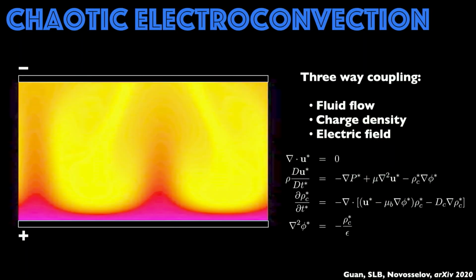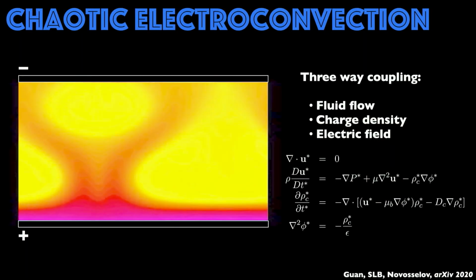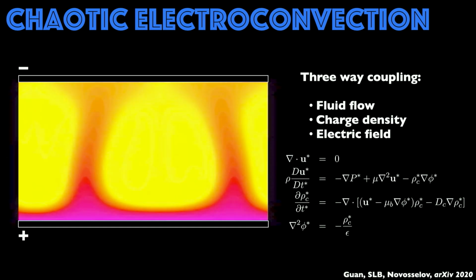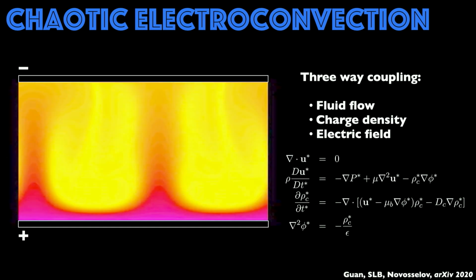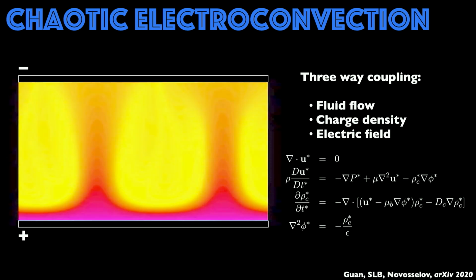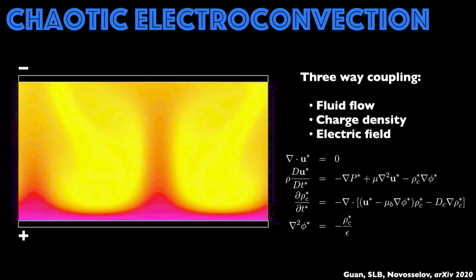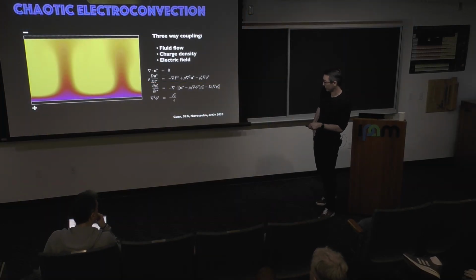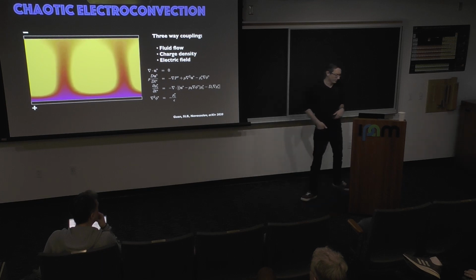There is another type of convection, which is electroconvection, which has a more complicated three-way coupling. Instead of just coupling temperature and the fluid flow here, we're coupling the fluid flow, the charge density, and the electric field. So you can get some pretty exotic behavior here. There's a lot of technologies developed around electroconvective cells today. I'm not an expert in electroconvection, but fortunately Igor Novoselov and Yifei Guan are.